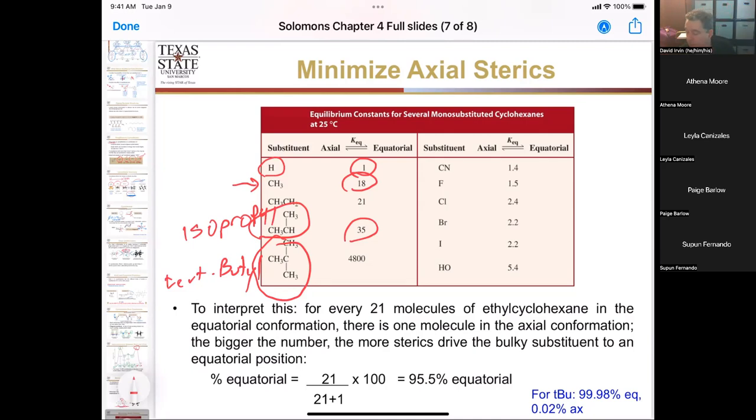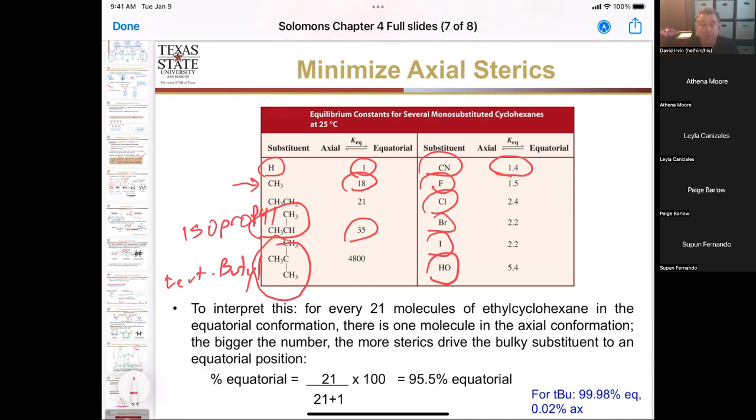Now, if we have something slightly larger than hydrogen, but not as big as these other groups, there's still a preference to be in the equatorial position. For every 10 in the axial, there are going to be 14 in the equatorial. So there's a slight preference, but because they're not much bigger than hydrogen, not as much of it goes to the equatorial side.